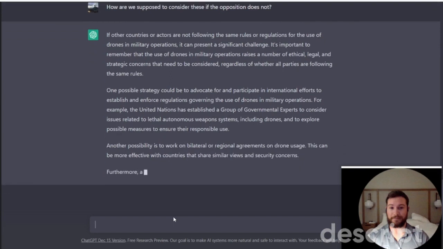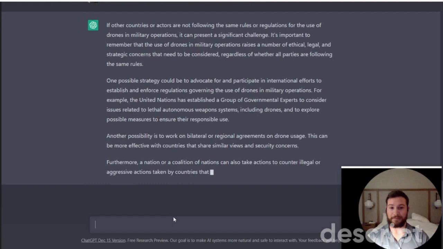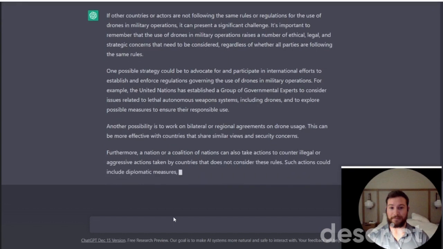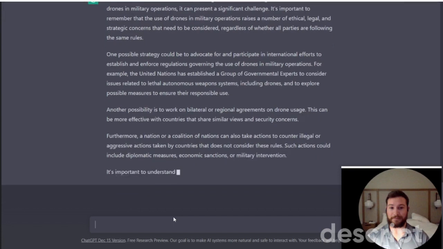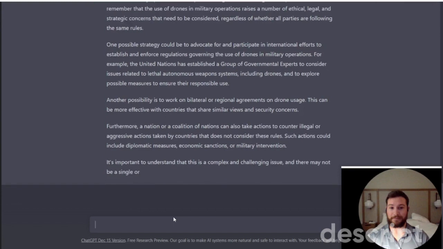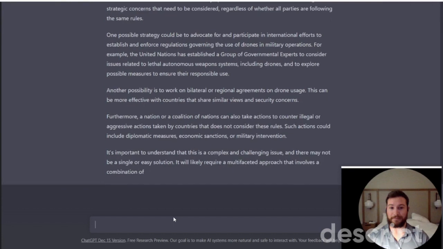Furthermore, a nation or a coalition of nations can also take actions to counter illegal or aggressive actions taken by countries that do not consider these rules. Such actions could include diplomatic measures, economic sanctions, or military intervention. It's important to understand that this is a complex and challenging issue, and there may not be a single or easy solution. It will likely require a multifaceted approach that involves a combination of diplomatic, legal, and military measures, as well as international cooperation and dialogue.